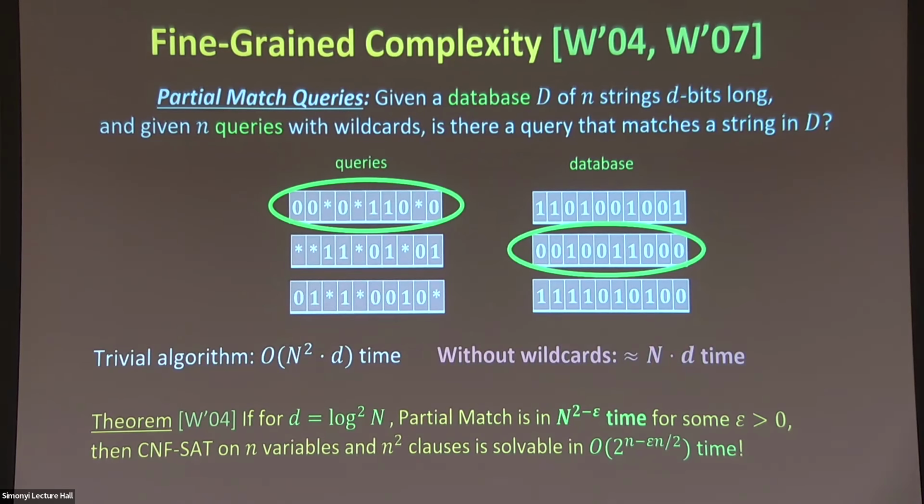So it's not too hard to show that this partial match problem can encode the original orthogonal vectors problem. And so solving it in subquadratic time would also solve the CNF SAT problem faster. So there's a pretty simple reduction showing that you can encode orthogonal vectors.